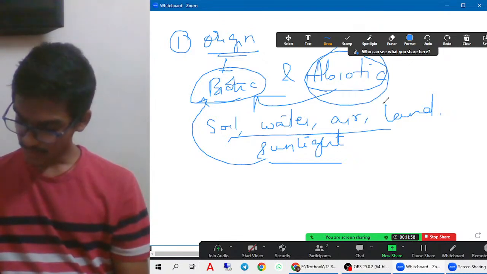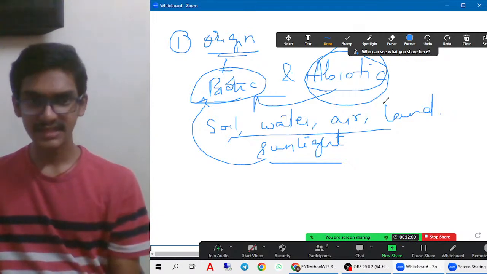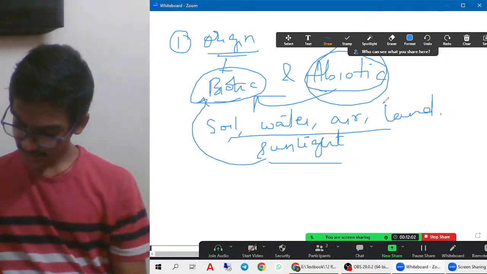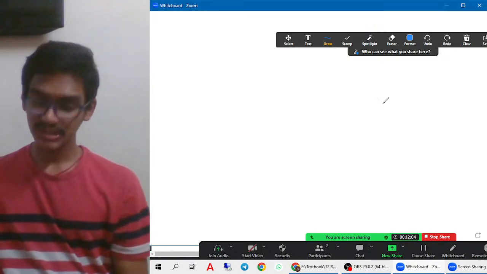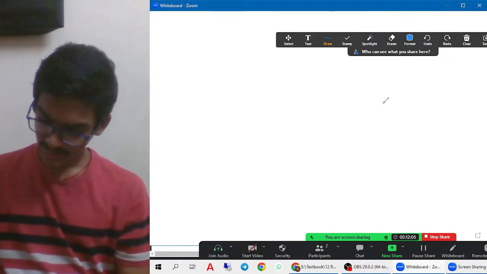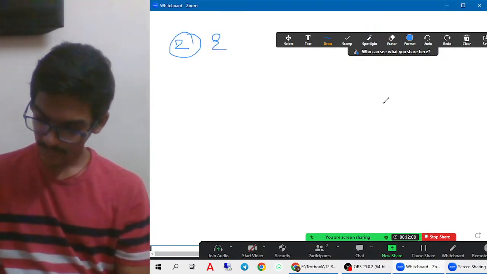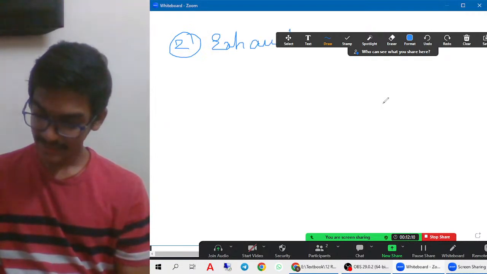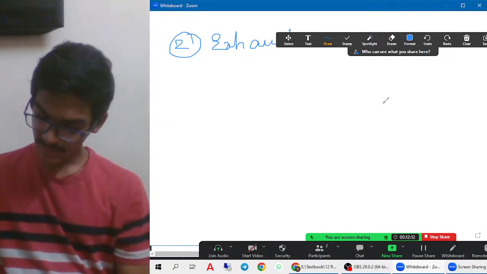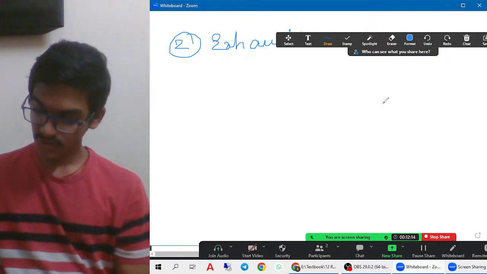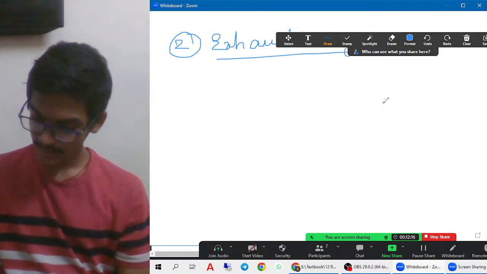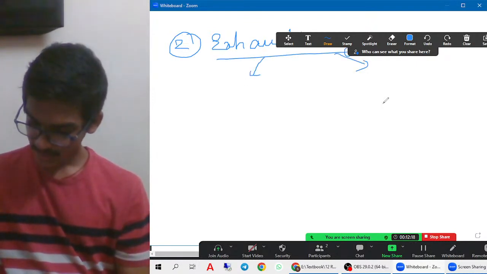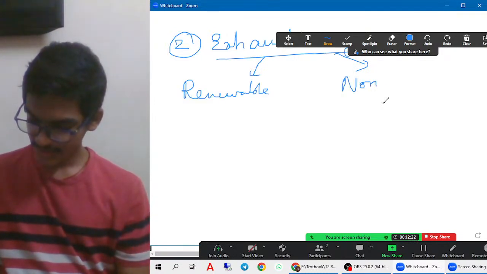Now the most important thing. I think you have got an understanding of what biotic and abiotic are. Now let us try to understand based on exhaustibility. Exhaustibility is based on the quantity, on how much quantity they are available. They are classified into two types, that is renewable and non-renewable energy resources.